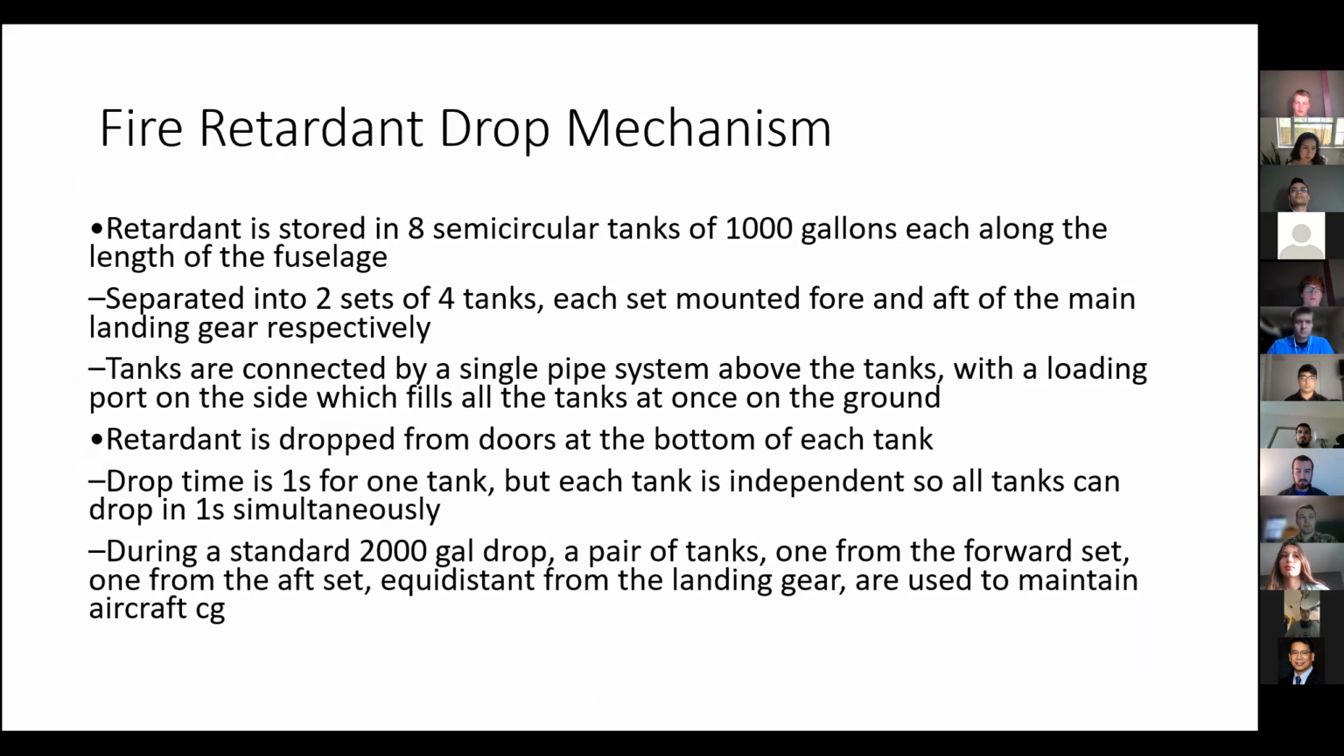And they can also all be dropped simultaneously because there's patches on the bottom of each tank that open independently of the other ones. So the way that the drop works is, we have 2,000 gallon standard drops. And the way that works is 1 tank is picked from each set, at equal distance from the main landing gear to not move the aircraft center of gravity when the drop is made. And so all the retardant from those 2 tanks is dumped from the doors at the bottom, and the drop time is 1 second for a tank. So the drop time for 2 tanks is also 1 second.